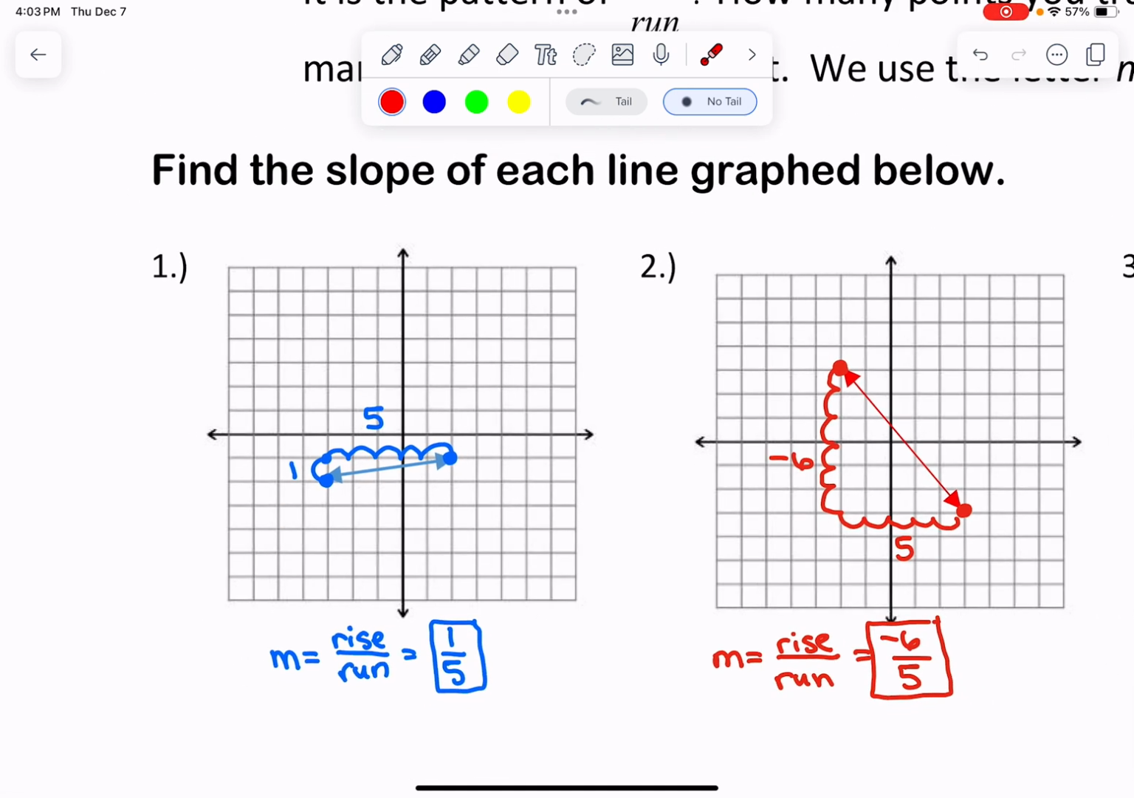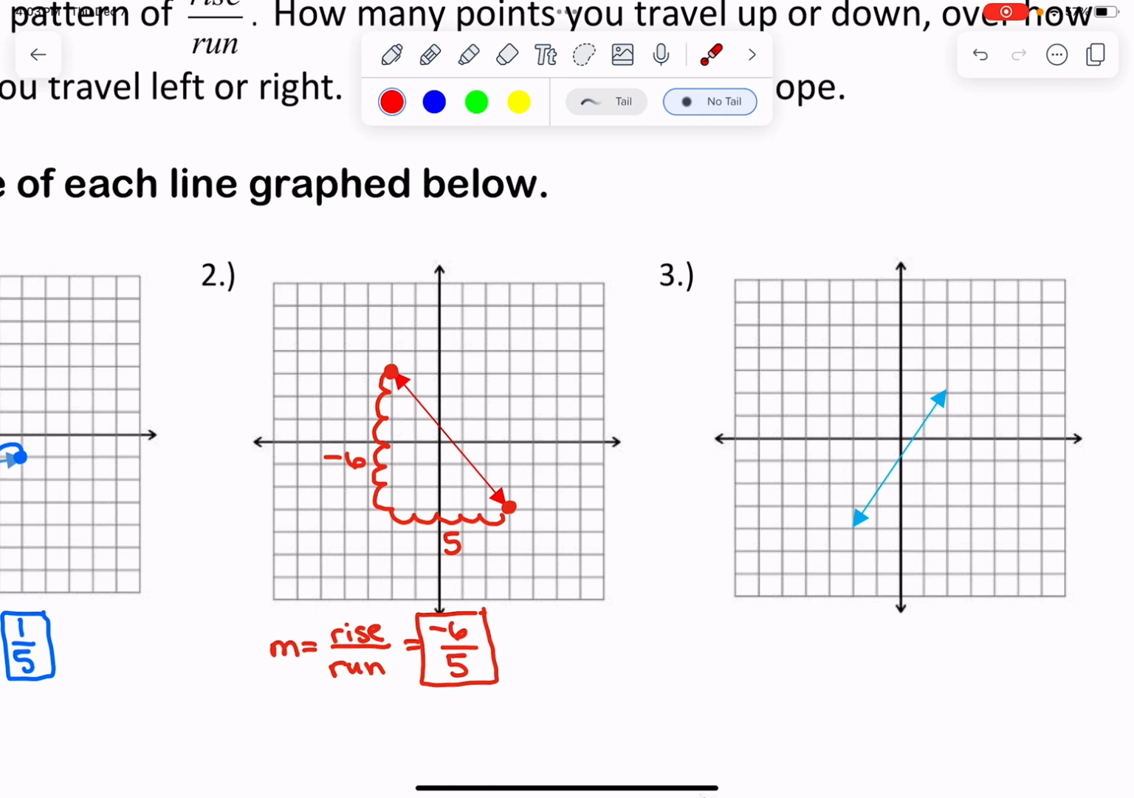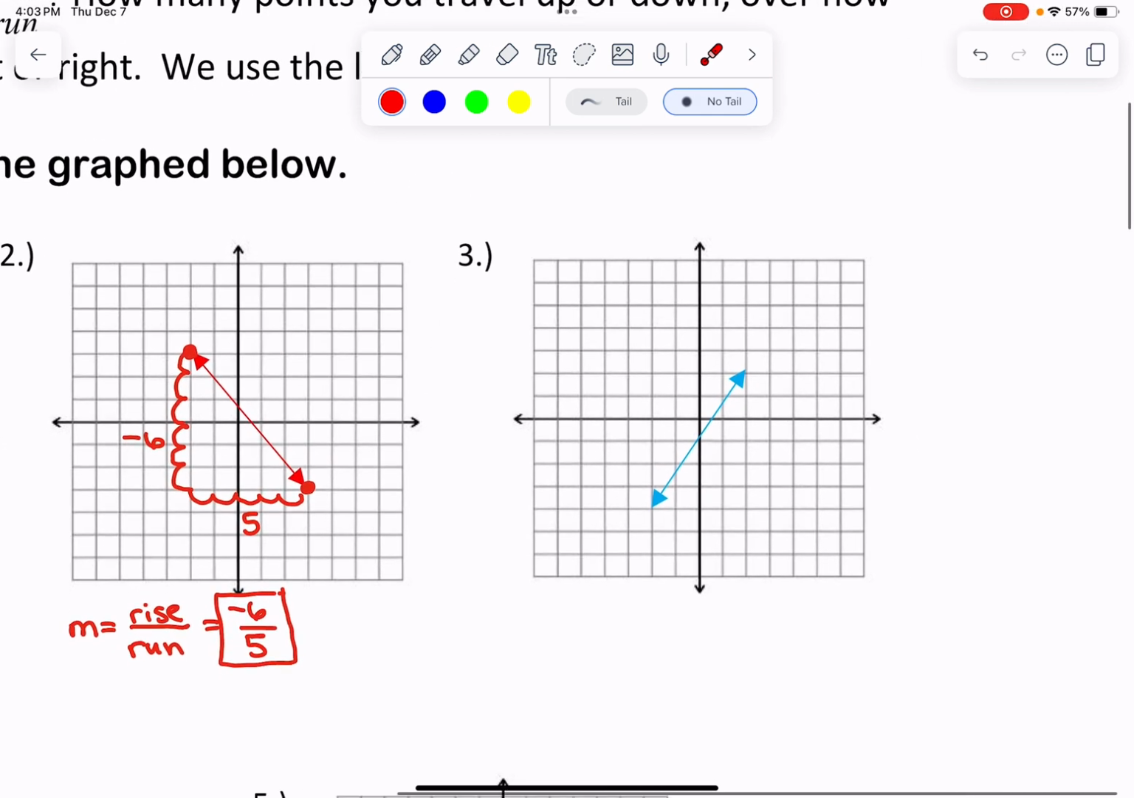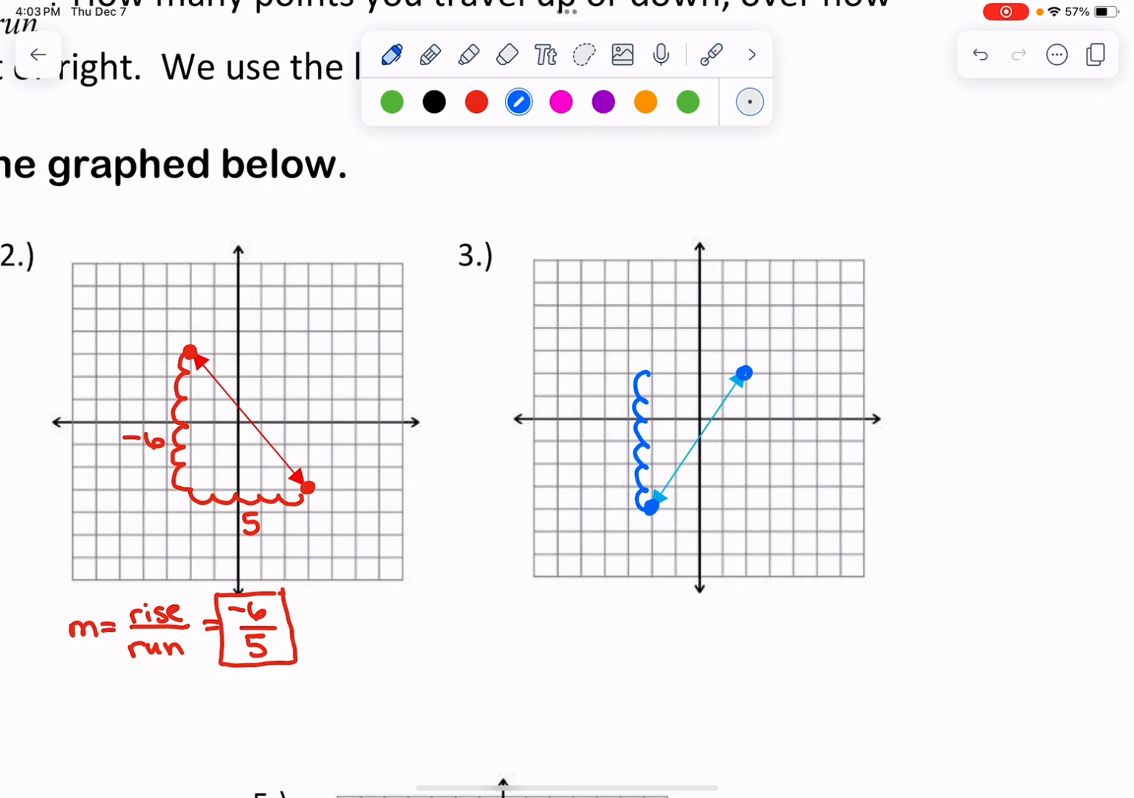Let's try another one that's graphed. Number 3. Again, if I start with the left and move to the right, then I'm going to go up 1, 2, 3, 4, 5, 6. And then I'm going to go forward 1, 2, 3, 4.